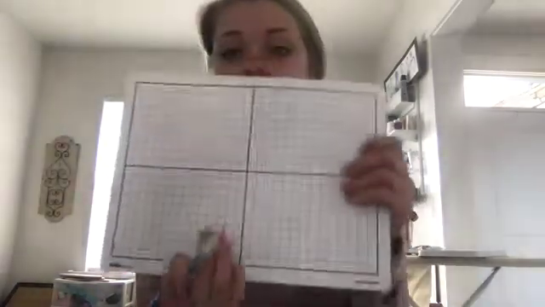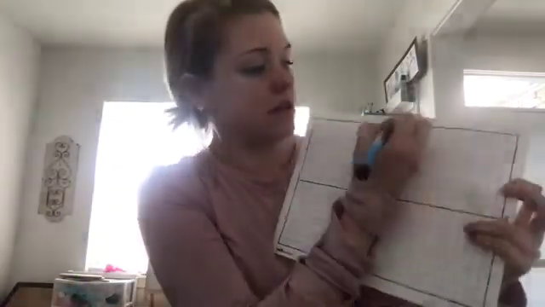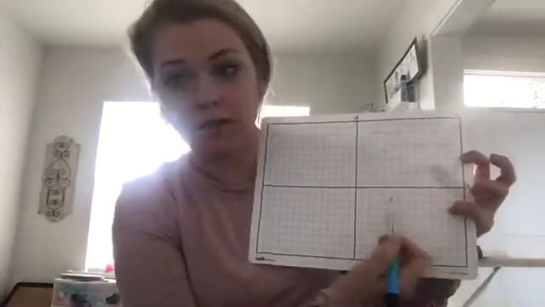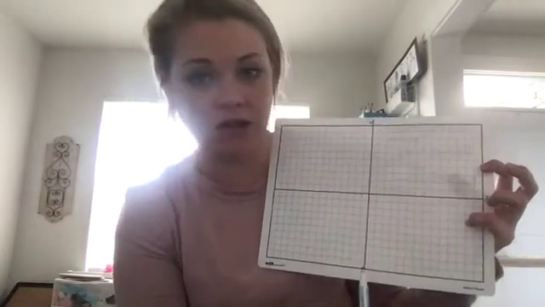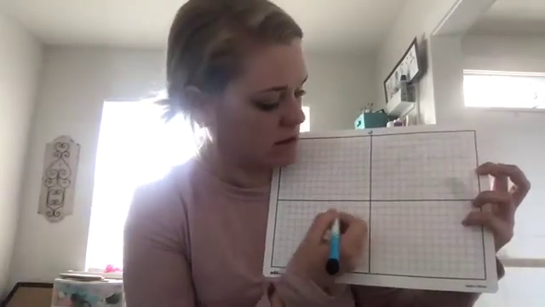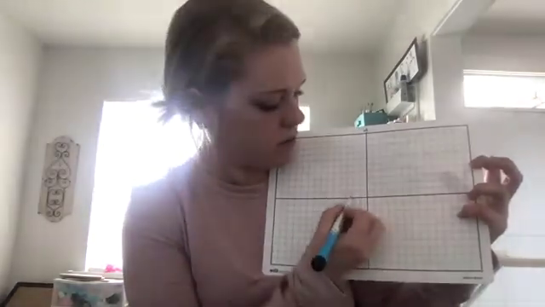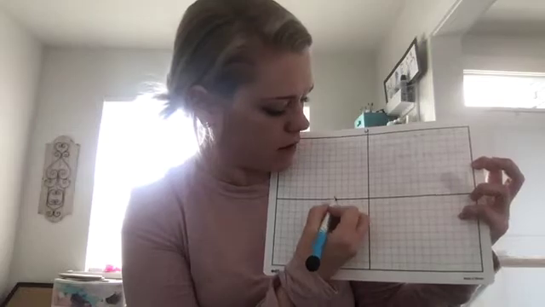So it says the points are at -5, 0. So this is my coordinate grid. My x and my y. This is where my x's are positive, this is where my x's are negative. This is where my y's are positive, this is where my y's are negative. So if it's at -5, 0, -5 is my x and 0 is my y. So 1, 2, 3, 4, 5 is my A.